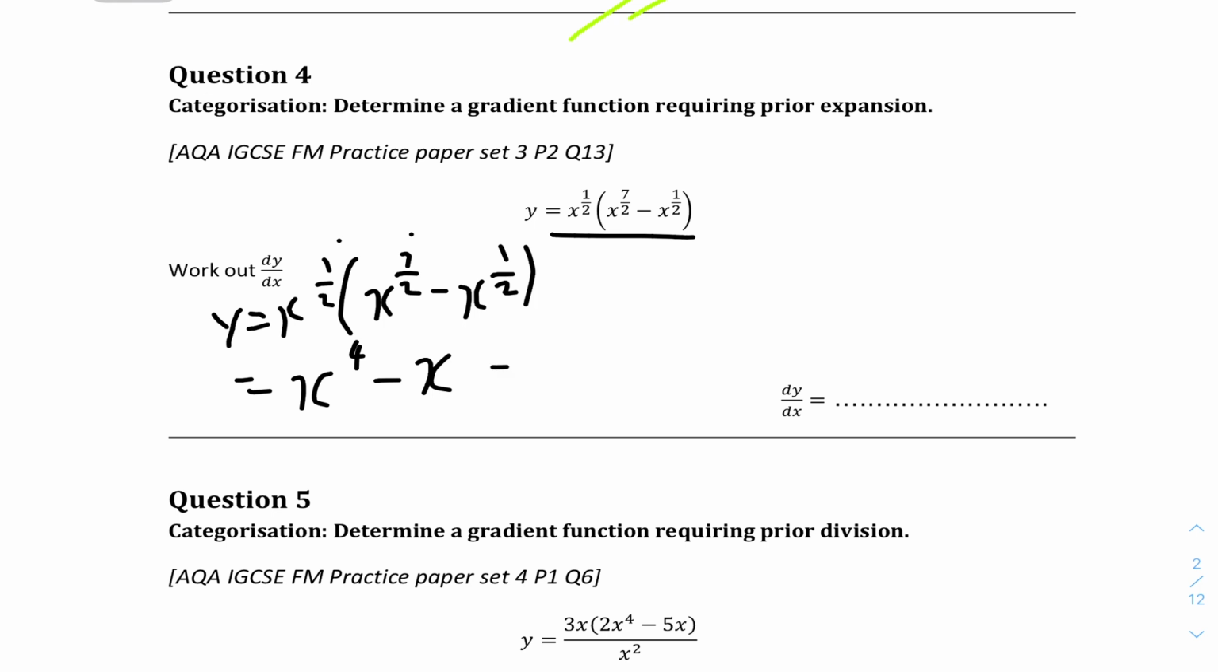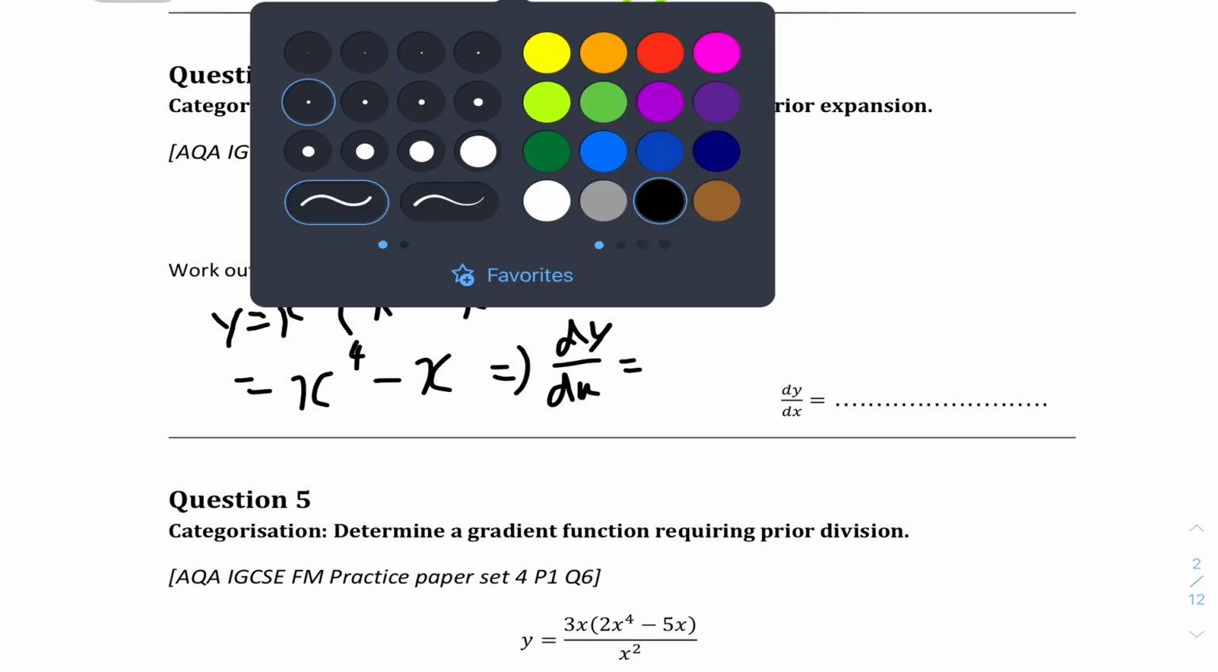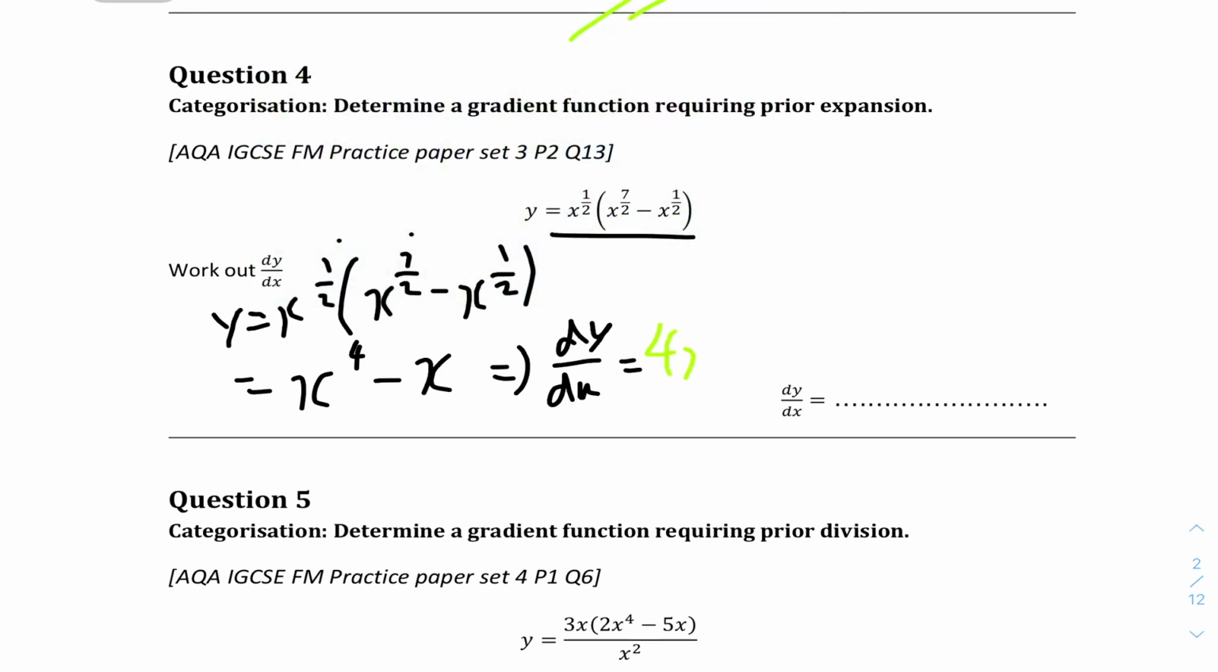So to differentiate this, dy over dx, you get the first term, you pull the power down and the power minus 1, 4x to the power 3, minus x just becomes 1, so it'll be 4x cubed minus 1. So dy over dx equals 4x cubed minus 1.